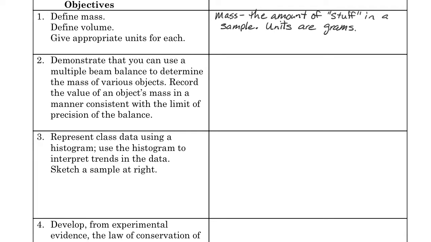Whenever we're talking about the mass, we're always measuring the weight of something, and we measure it in grams. We could measure it in pounds or kilograms or other units. The base unit that we use in science is grams.